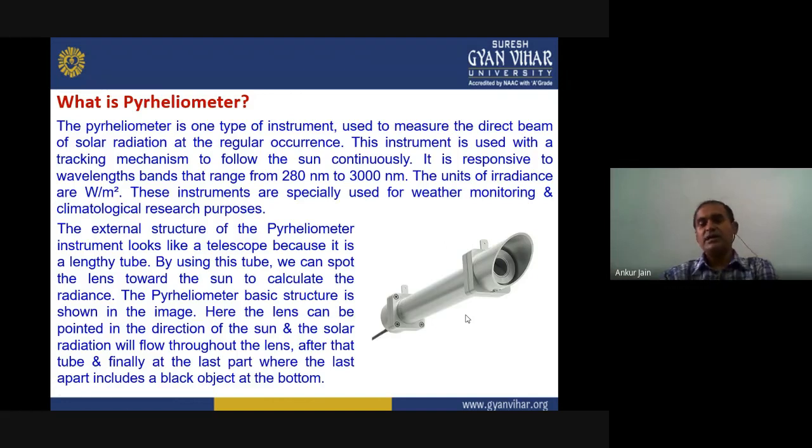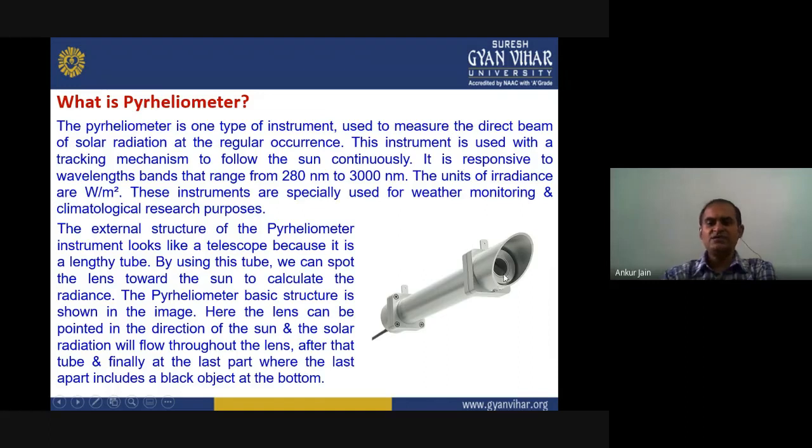It is responsive. It can measure wavelengths ranging from 280 nanometer to 3000 nanometer, and the unit for irradiance is watt per meter square. This is the unit to measure the radiation. These instruments are especially used for weather monitoring and climatological research purposes. If you see the structure, it is very similar to a telescope because it is a lengthy tube. Here you have one lens, and there may be a quartz glass also. By using this tube we can point the lens towards the sun.